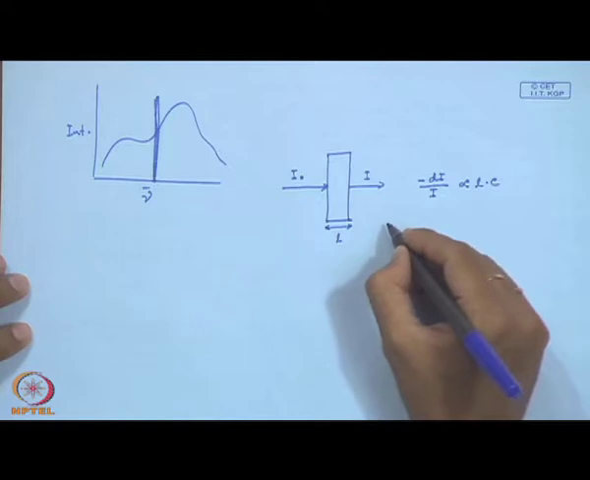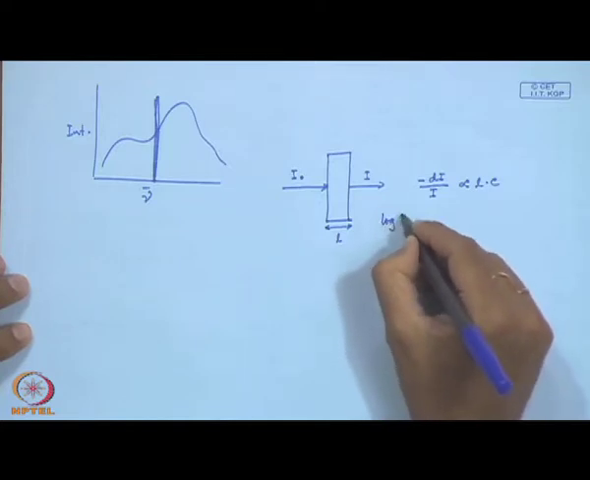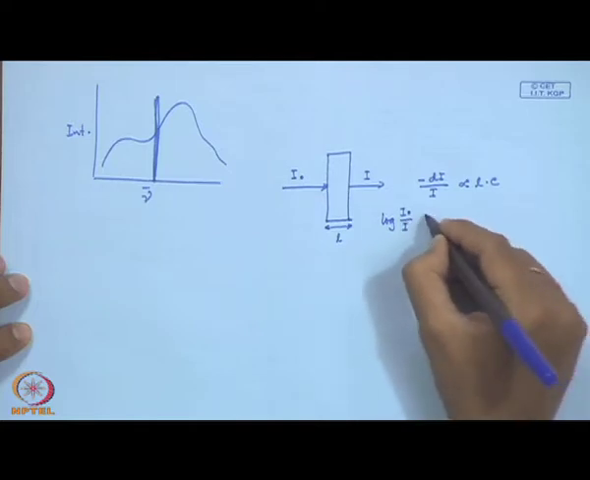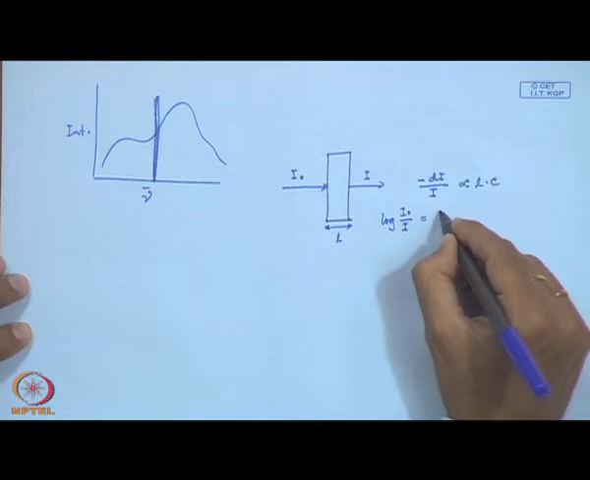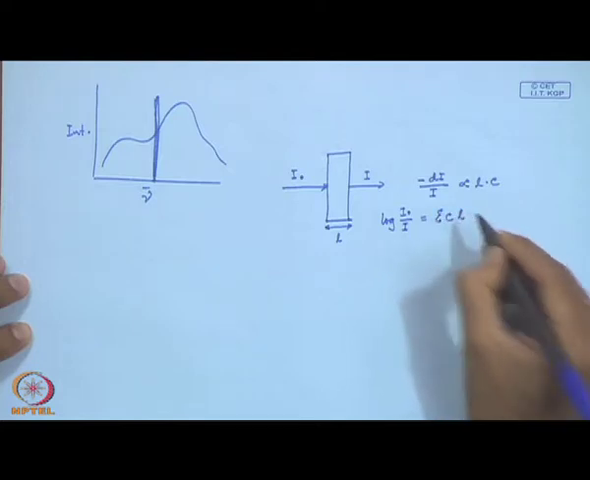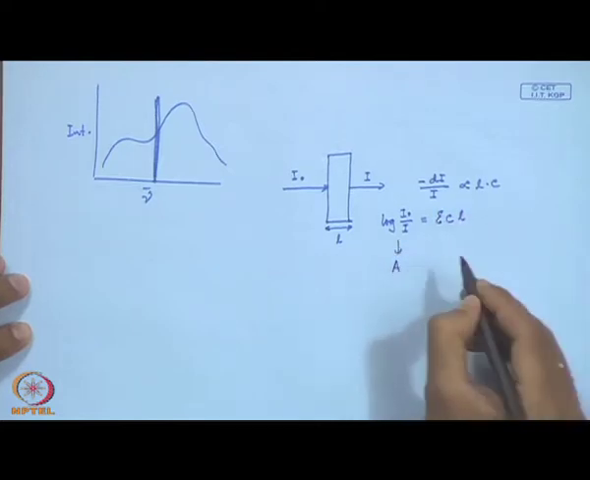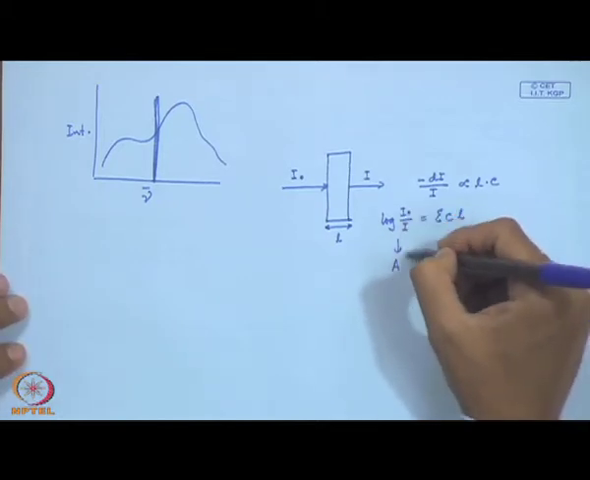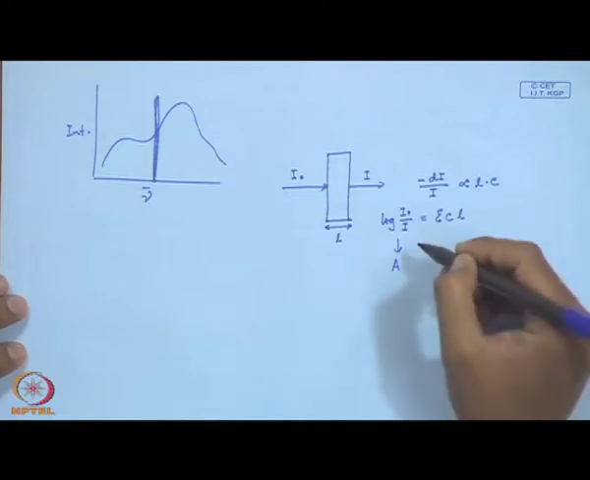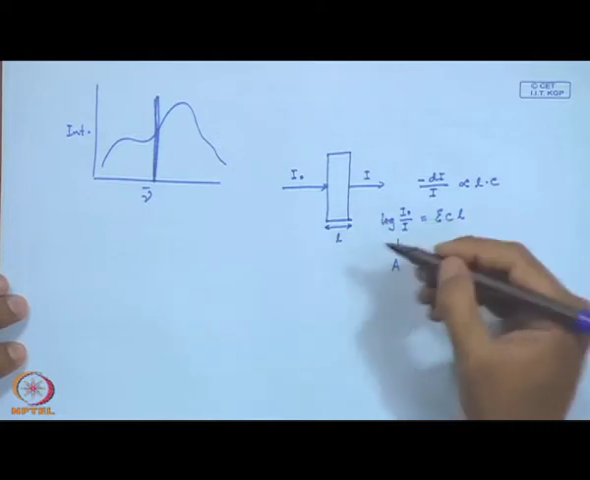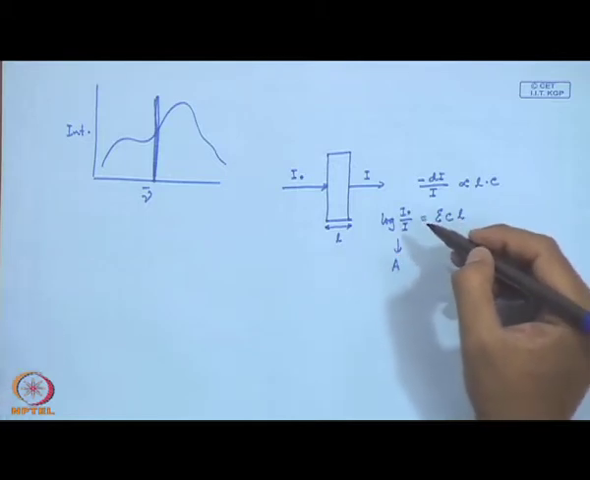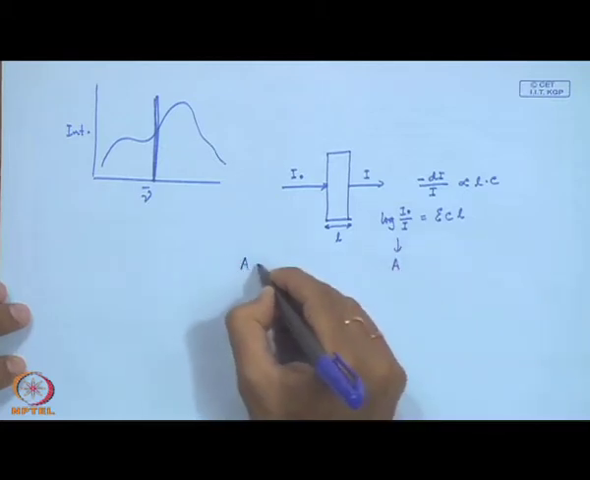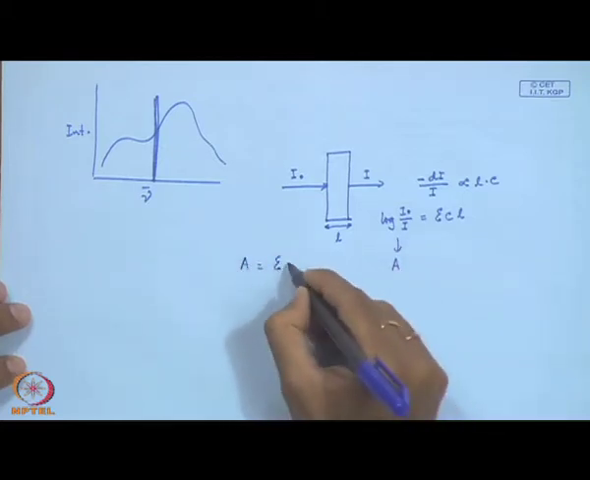Then if we integrate it and put in the appropriate numbers, it will be log I0 by I equals some constant epsilon C into L. This is called A, the absorbance. It is a measure of how much light is absorbed or used up, or to what extent the light is diminished in its intensity. So, A is epsilon C L.